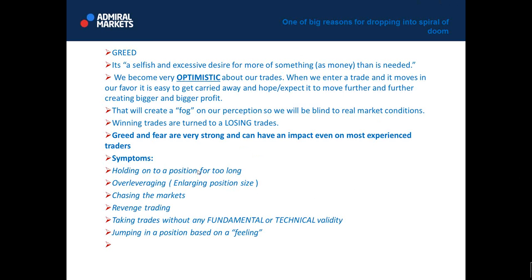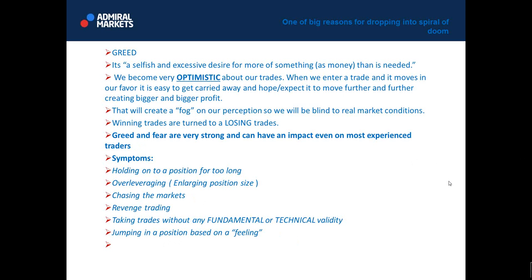Holding on to a position for too long is the first symptom of greed. Over-leveraging, enlarging position size, also greed. Chasing the markets, it's both greed and fear of the loss. Revenge trading, it's fear and insecurity. Taking trades without any fundamental or technical validity, it's also betting, because you are trading randomly, or jumping into a position based on a feeling. Greed.